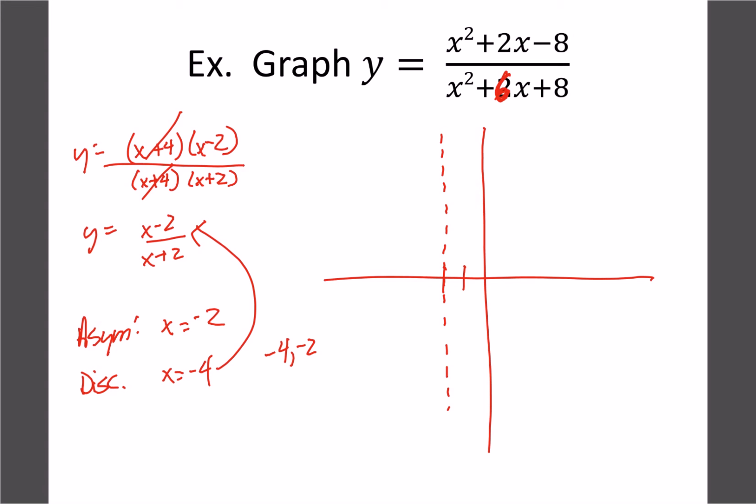Let me fix that up a little bit. And we divide by -4 plus 2 on the bottom, so that would give us -6 over -2, which would simplify to 3. So that means our discontinuity is going to occur when x is -4 at a y of +3. So that's where our little bullet hole is going to be.